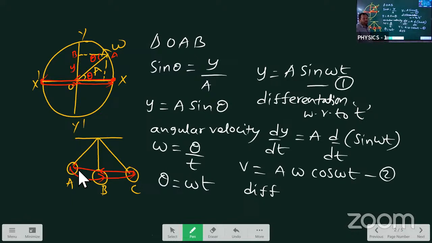Simple harmonic motion means oscillation. Yesterday I gave one example also. What is the meaning of oscillation? For example, you are moving from house to college, and again from college to house, that is nothing but oscillation. A particle moving from X to X dash, again going towards X, that is called oscillation. Here, a particle moving from A to C, again C to A, that is called a complete oscillation, required time capital T.